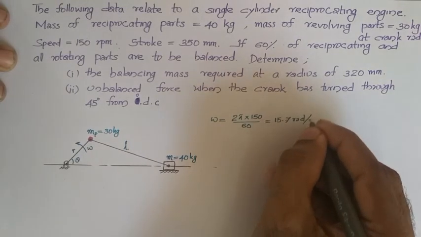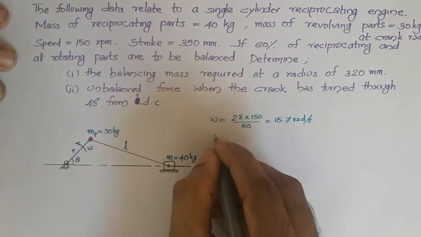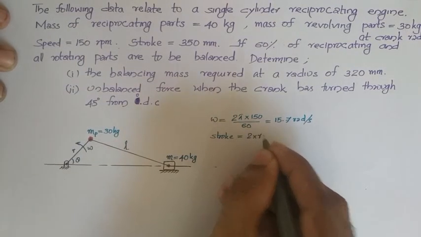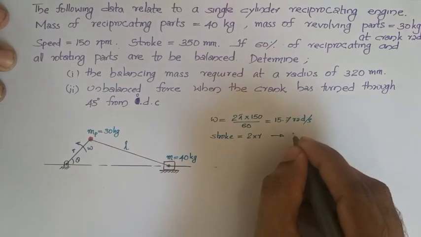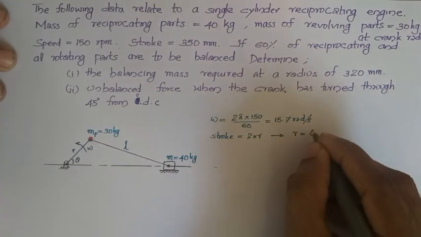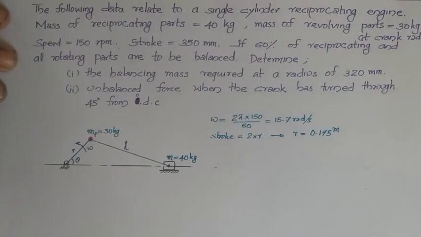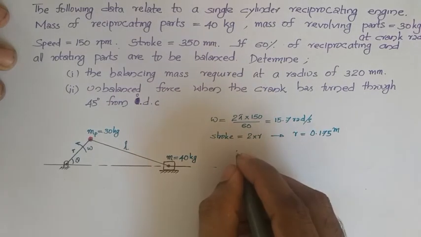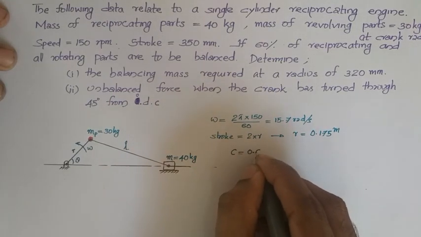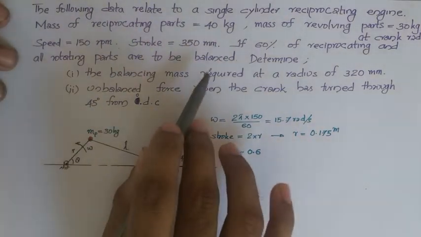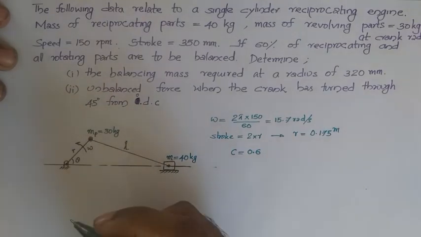And next, stroke length is 350 mm. You know that stroke length is equal to 2 times the crank radius, which gives you crank radius as 175 mm or 0.175 meter. Here we will be balancing the reciprocating masses to only 60%, which means the fraction C is equal to 0.6 only, and all the rotating parts will be balanced, all the MP will be balanced.